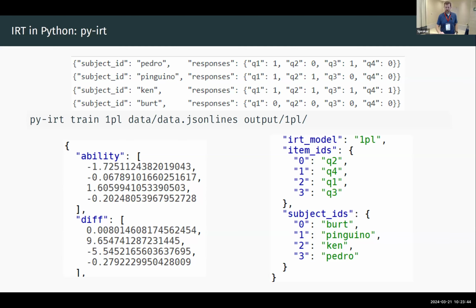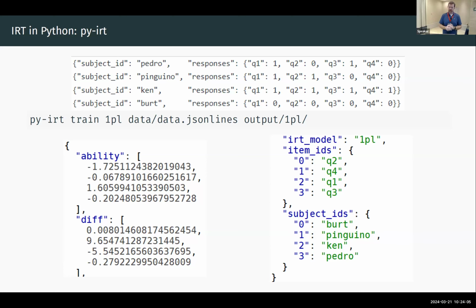As we saw already, we've got a particular input format where we have our subjects that can be identified by strings, and it gets mapped under the hood. And then their responses to questions, so question 1, 2, 3, 4. Again, this doesn't have to be complete. If an individual only answers a subset of questions, you just include that subset and it'll be part of the model fitting process.